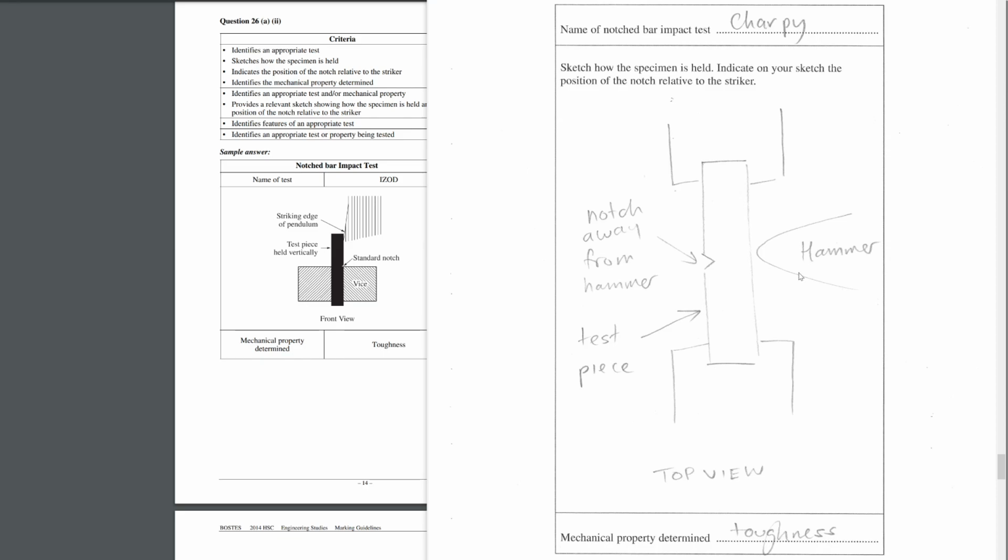So notch and hammer. Then I've written its top view, so we're looking down on it. I guess I could have drawn it as an isometric or pictorial representation. That would have been good. And then the fourth mark is, what does it test? It tests toughness.